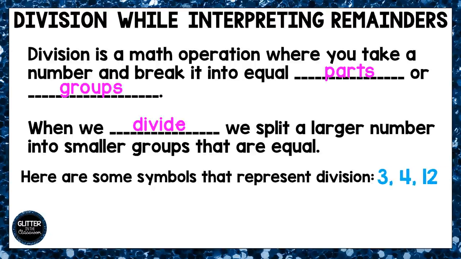Now we're going to use the numbers 3, 4, and 12 to show these symbols. The first symbol is this one. You have a line with the dots on top and below. This is a symbol you see very often. In fact, you'll see this one probably more than all the others. And when you look at this symbol in a division problem, you would say 12 divided by 3 equals 4.